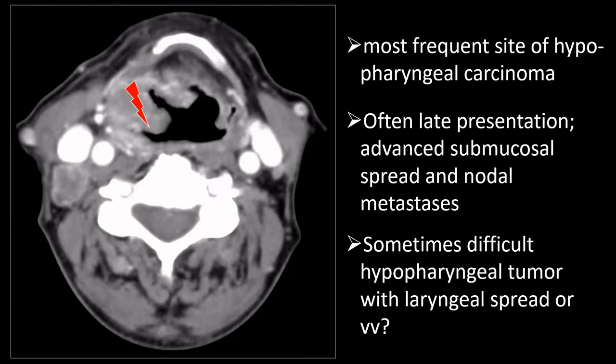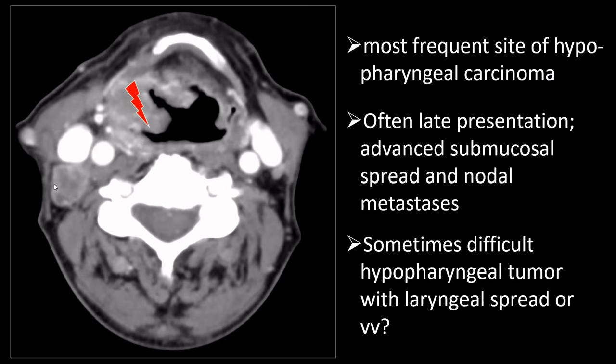Now, the pyriform sinus is, as said, the most frequent site for hypopharyngeal carcinomas. These often present late. When they are discovered, there is often advanced submucosal spread, which can extend into the larynx or even the esophagus. And because this region has a rich lymphatic supply, there are often lymph node metastases, as we can also see in this patient over here.